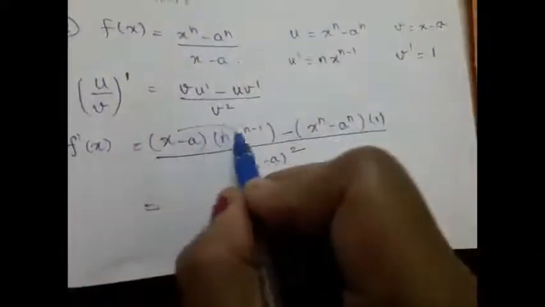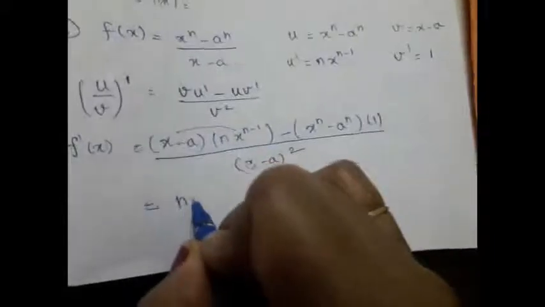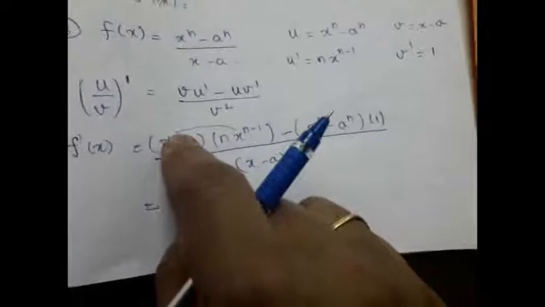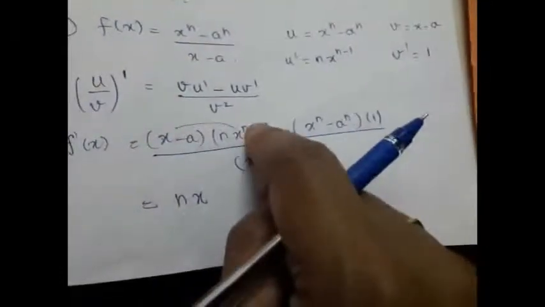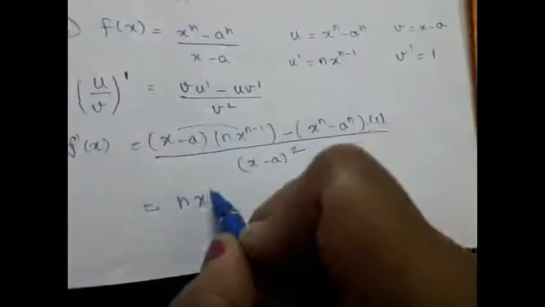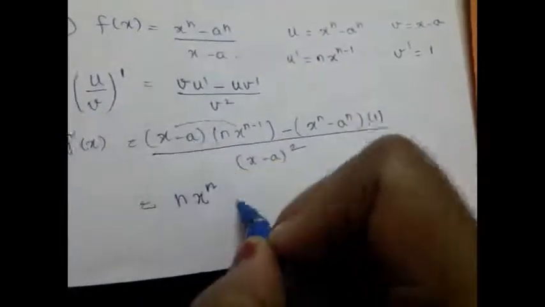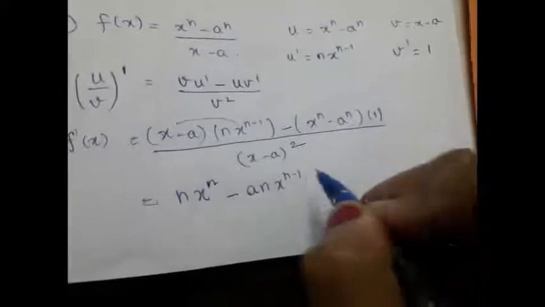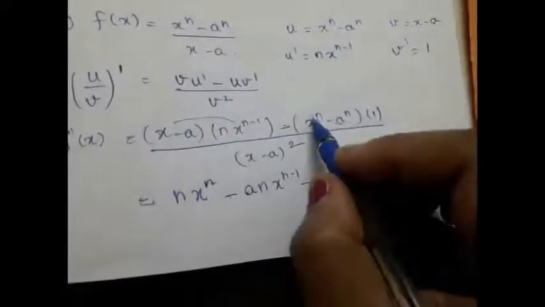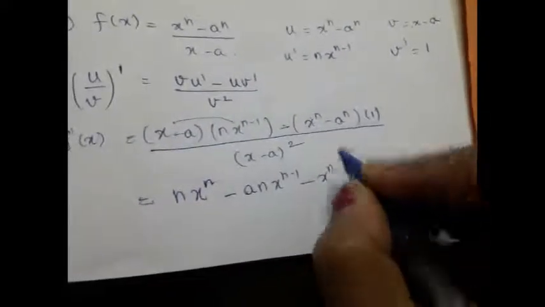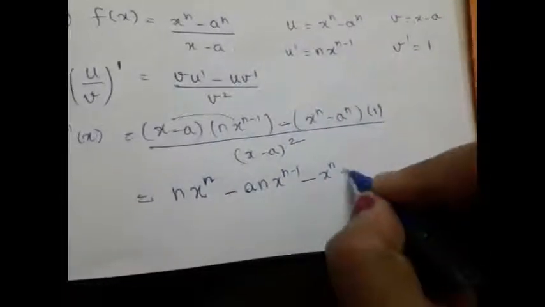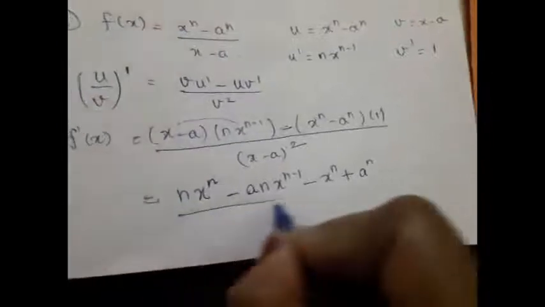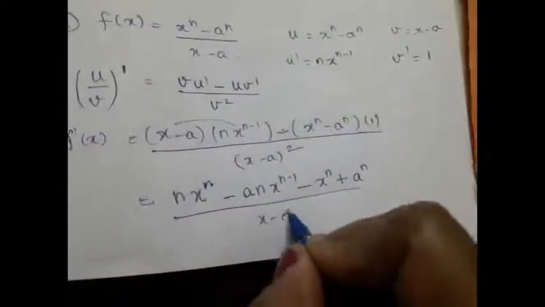So if we multiply the first term, we will get n into x power n minus 1, here the power is 1. So if we add the powers, plus 1 minus 1 will get cancelled, we will get x power n, right? Minus a n x power n minus 1, minus x power n into 1 is x power n, and minus into minus is going to be plus a power n, right? Divided by x minus a the whole square.